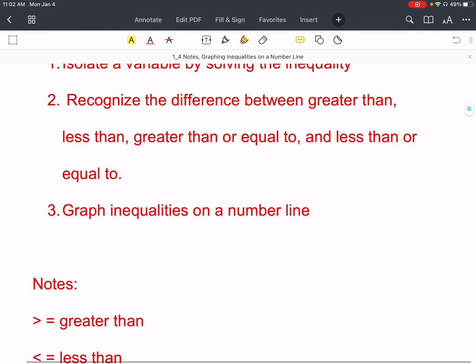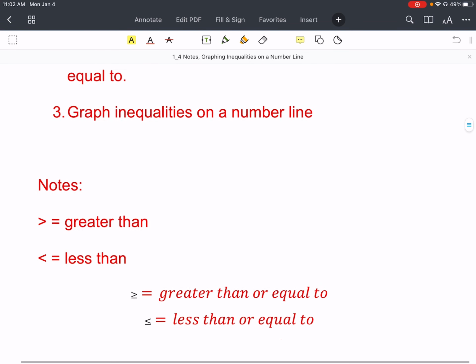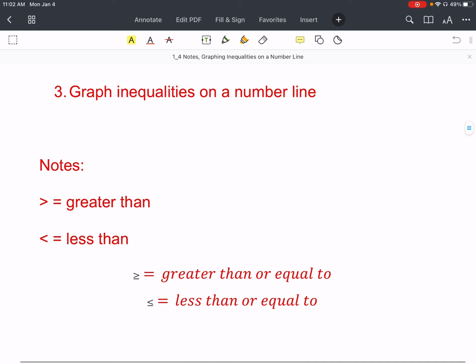So for our notes, the formatting came out a little weird, but we have our symbols. So the little bird mouths, greater than, less than. We want to remember that the little bird or the alligator eats the greater number. So whatever side it's facing shows which side is greater.